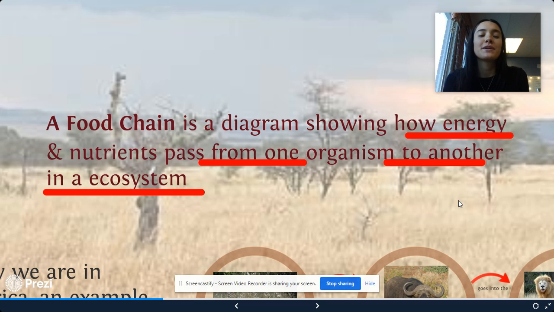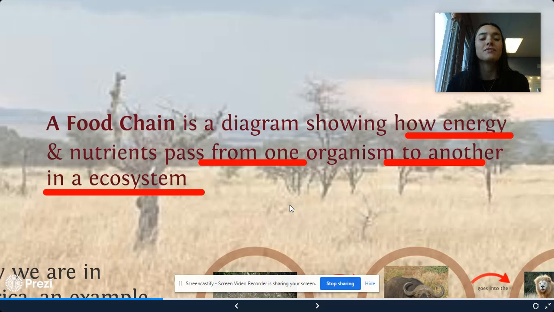So this week we are going to be reviewing all things about the ecosystem. So today we're going to be talking about the energy flow within an ecosystem. So we're going to start off with a food chain. A food chain is a diagram showing how energy and nutrients pass from one organism to another in an ecosystem.